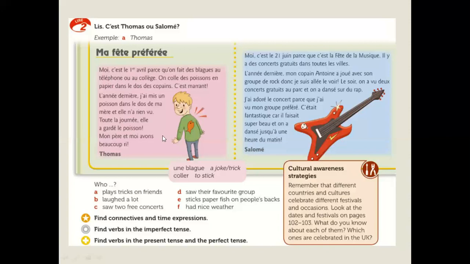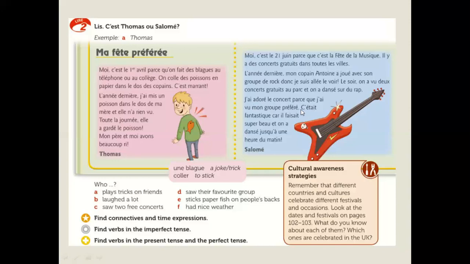Did you find any in the first text? There was not any in that text. Did you find any in Salome's text? Yes, there were some of them. Let's have a look. It was in the last paragraph. She's describing here how the atmosphere was.